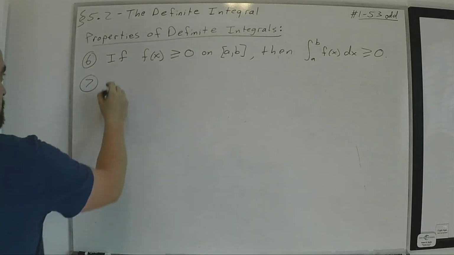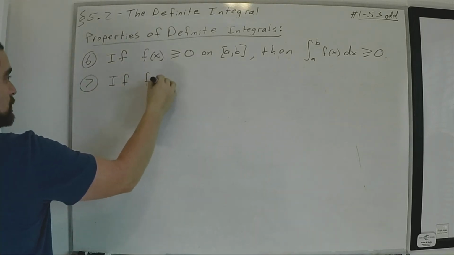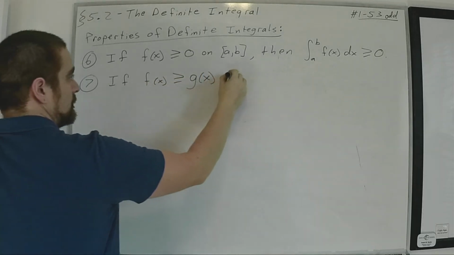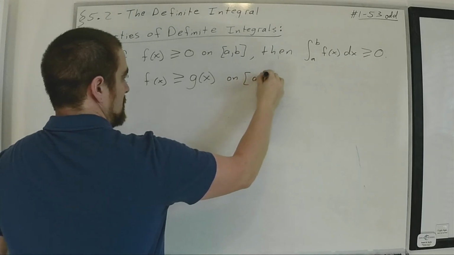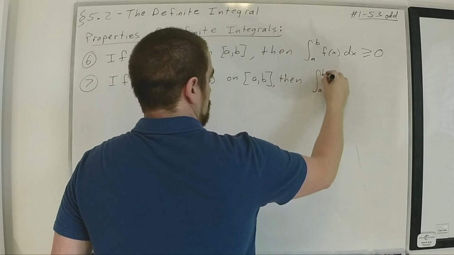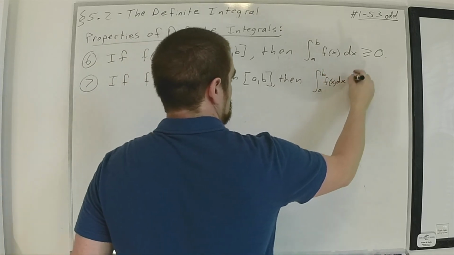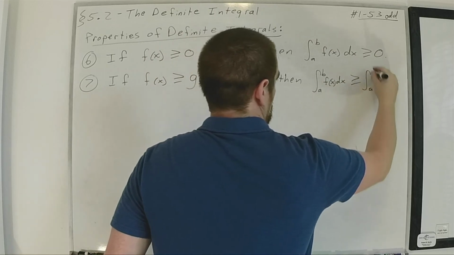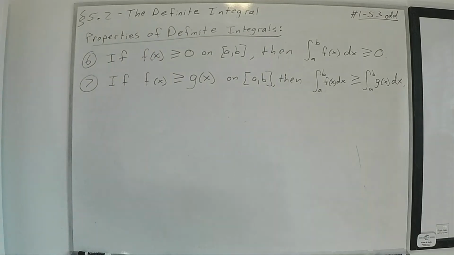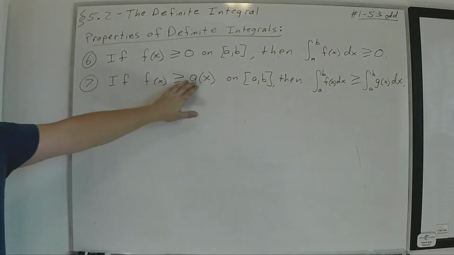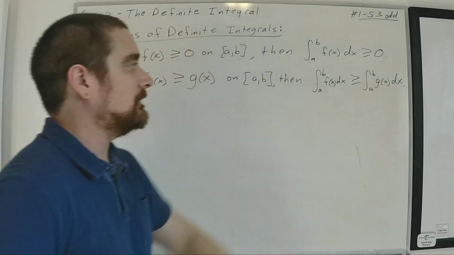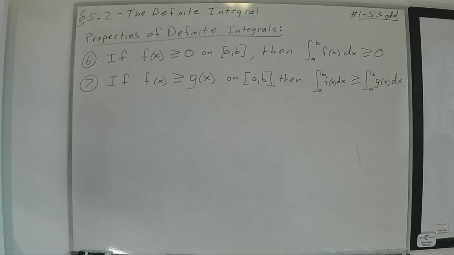Number 7, if we're looking at two different functions, f of x and g of x, and f of x is always greater than g of x on the interval from a to b that we are concerned with, then we know that the integral from a to b of f of x is also going to be greater than the integral from a to b of g of x. If this function always is greater than this function g, then the integral of that function f is always going to be greater than or equal to the integral of that function g.